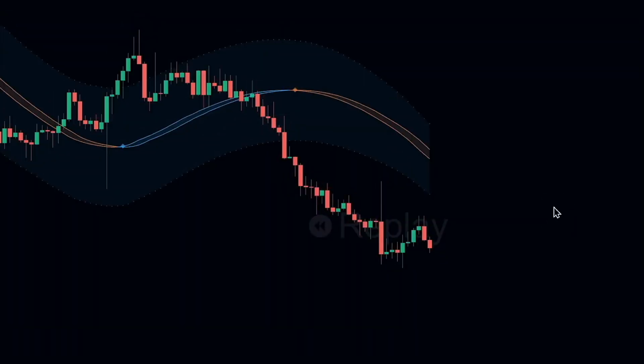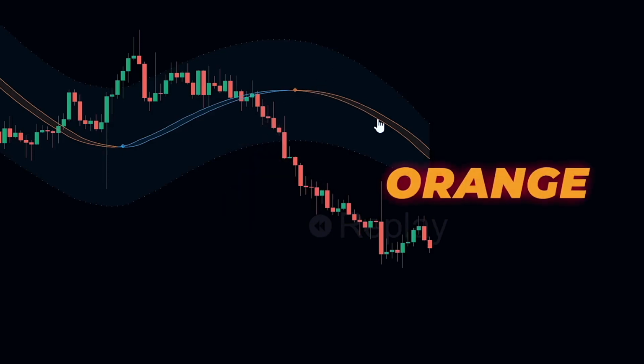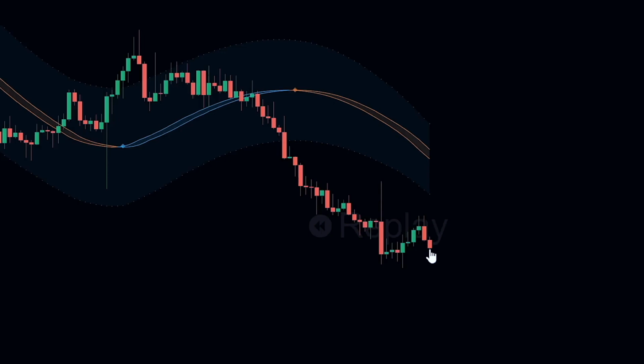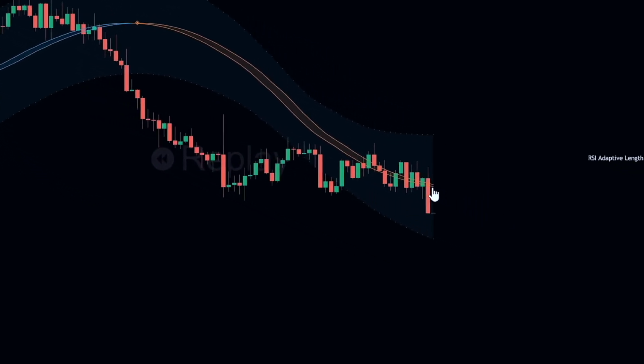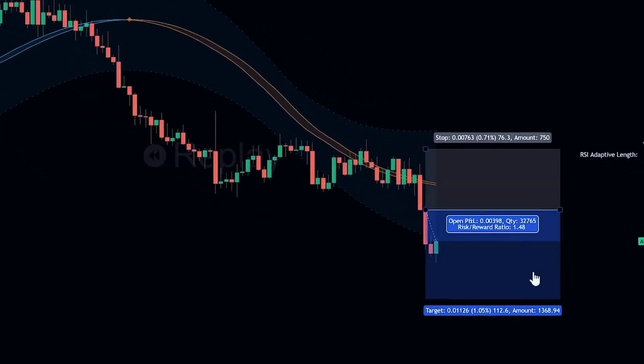For a bearish setup, the reverse applies. Watch for the T3 line to turn orange, with price action confirming downward momentum. A rally back to the orange T3 line, where it acts as dynamic resistance, could signal a shorting opportunity.